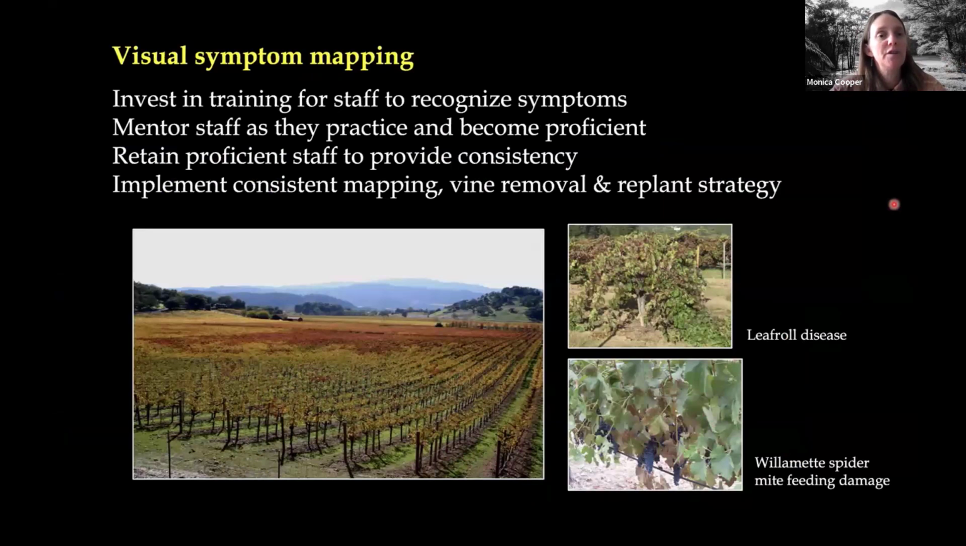So when you're starting a visual symptom mapping program, there's a couple of things that you want to consider. It can take a while to learn and be really practiced and good at distinguishing leaf roll from other reasons why the leaves turn red.